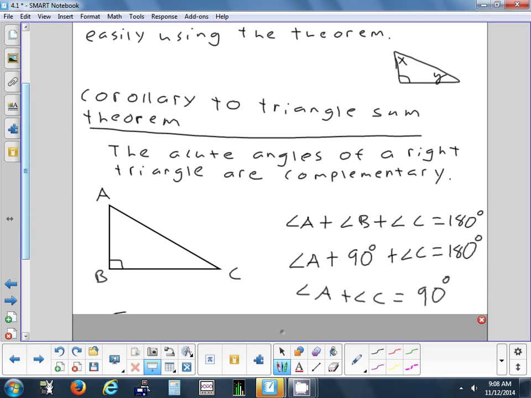And the proof is exactly what Jacob said. I didn't write it super formally, but angles A, B, and C add up to 180. Angle B is a 90, so I wrote it as 90. Subtract 90 from the other side. That proves that the two angles that are left, A and C, have to add to 90.